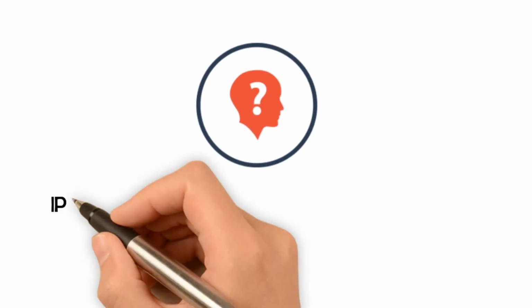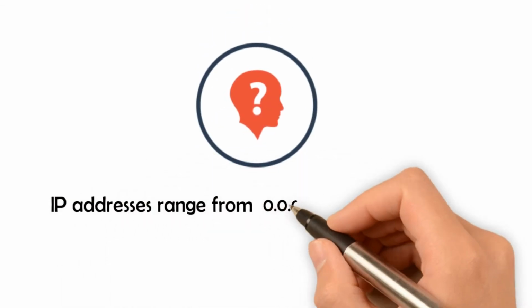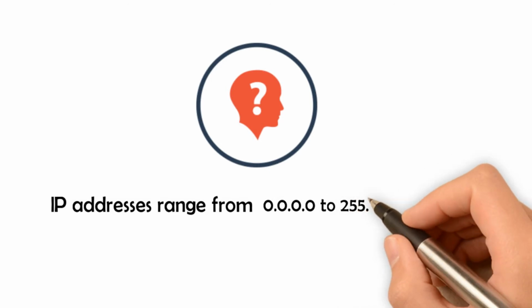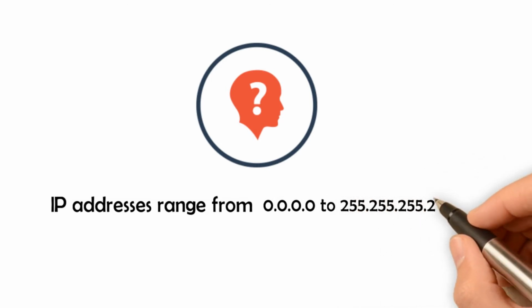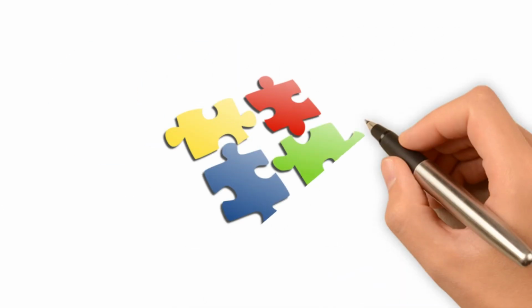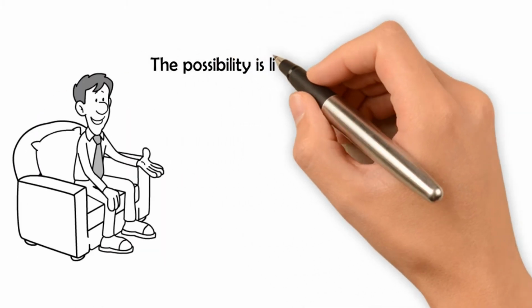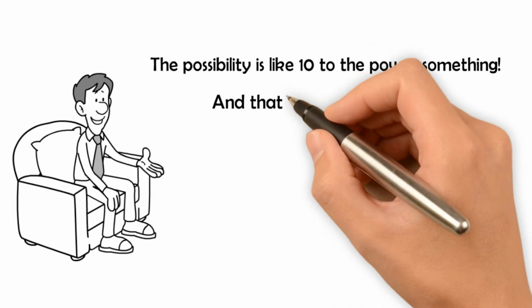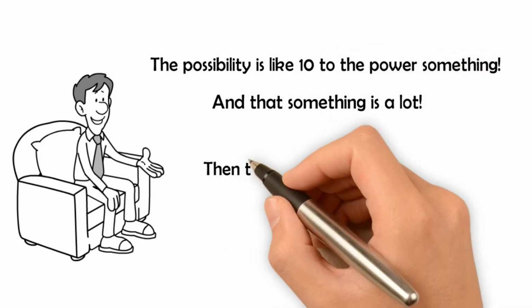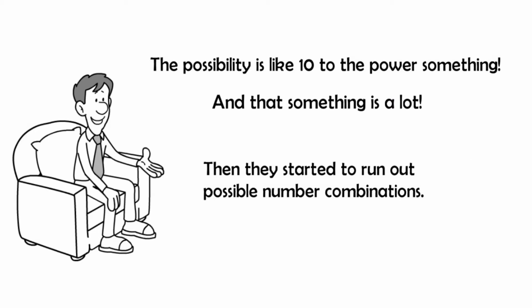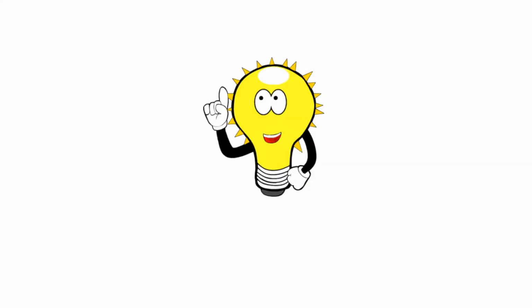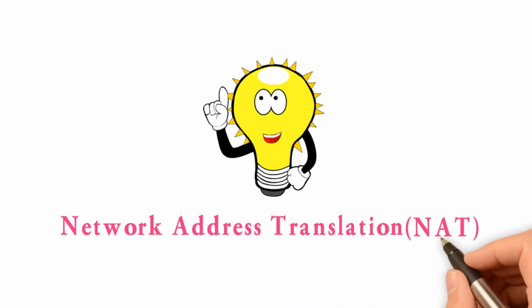As you know, IP addresses range from 0.0.0.0 to 255.255.255.255. That's a lot of different IP address combinations, right? Yeah! The possibility is like 10 to the power of something, and that power of something is a lot. So they started to run out of possible number combinations. Oh! One solution to this issue was Network Address Translation, NAT.